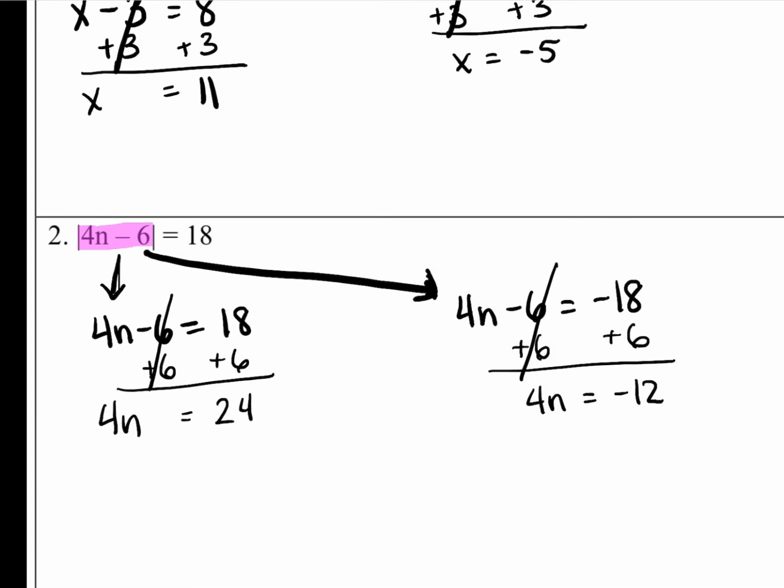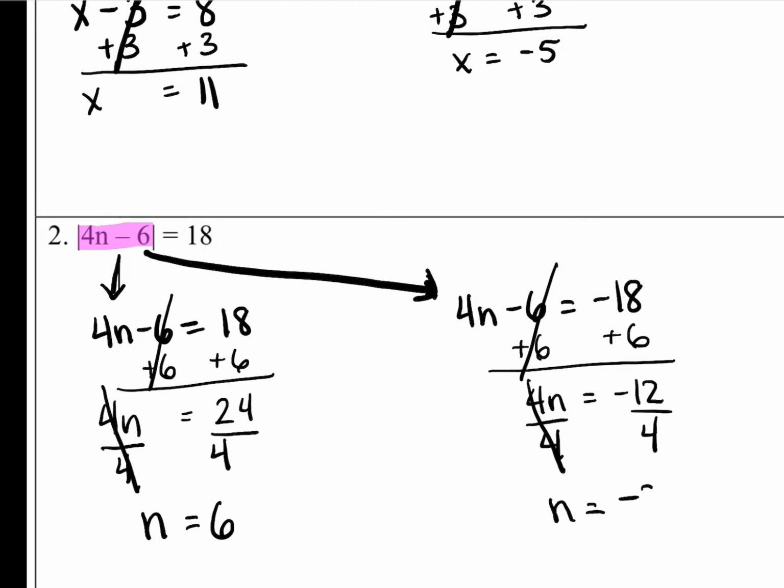Here we have 4n, which is 4 times n. The inverse of multiplication is division, so we're going to divide everything by positive 4 to isolate that n. On the left-hand side, 4 divided by 4 is 1, so we're just left with n. 24 divided by 4 gives us 6. Negative 12 divided by 4 gives us negative 3.